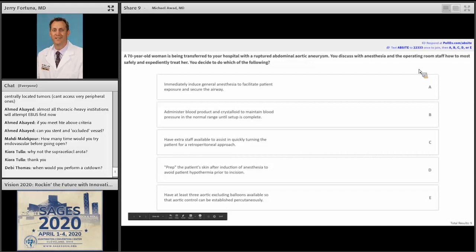C, have extra staff available to assist in quickly turning the patient for a retroperitoneal approach. D, prep the patient's skin after induction of anesthesia to avoid patient hypothermia prior to incision. E, have at least 3 aortic excluding balloons available so that aortic control can be established percutaneously.